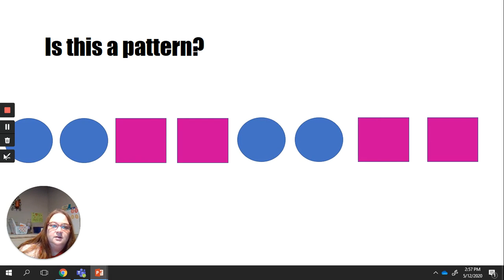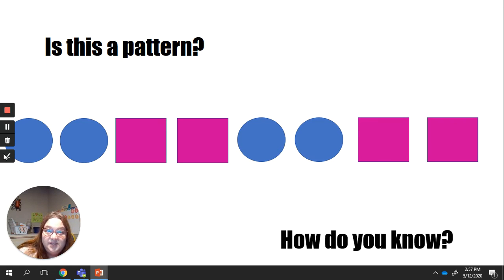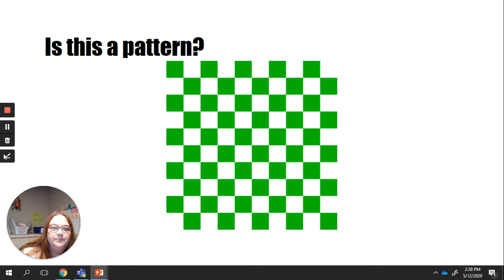All right, one more. Circle, circle, square, square. Circle, circle, square, square. Is that a pattern? I see some circles and squares and circles and squares, and I know that patterns repeat. I see that. Okay, yeah, good. That's a pattern. Good job, everybody. All right, how did you know it was a pattern? Well, did you see the things repeat? All right, very good. Those circles and squares repeat. Circle, circle, square, square, circle, circle, square, square. Good job.